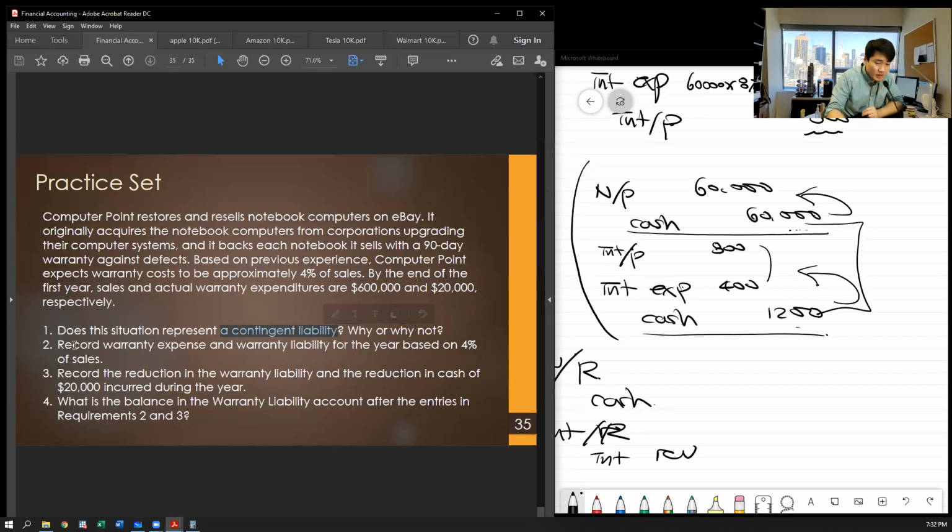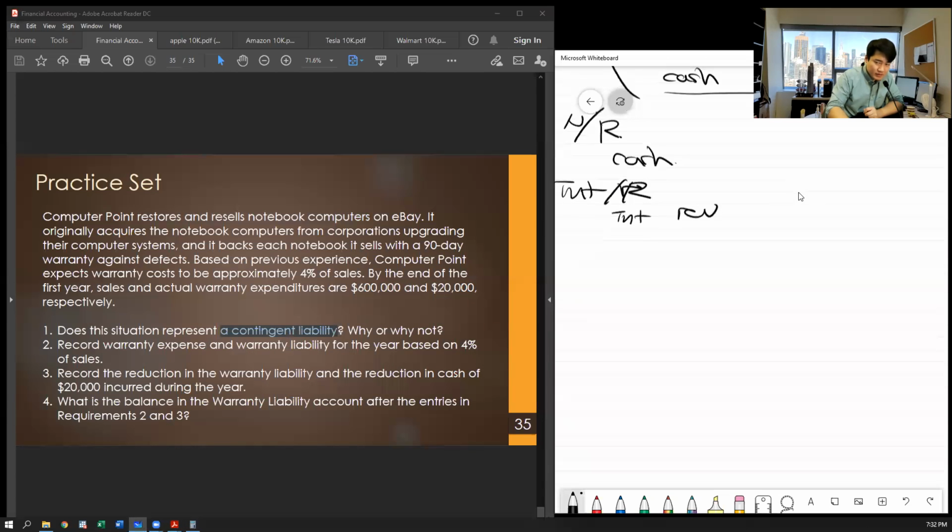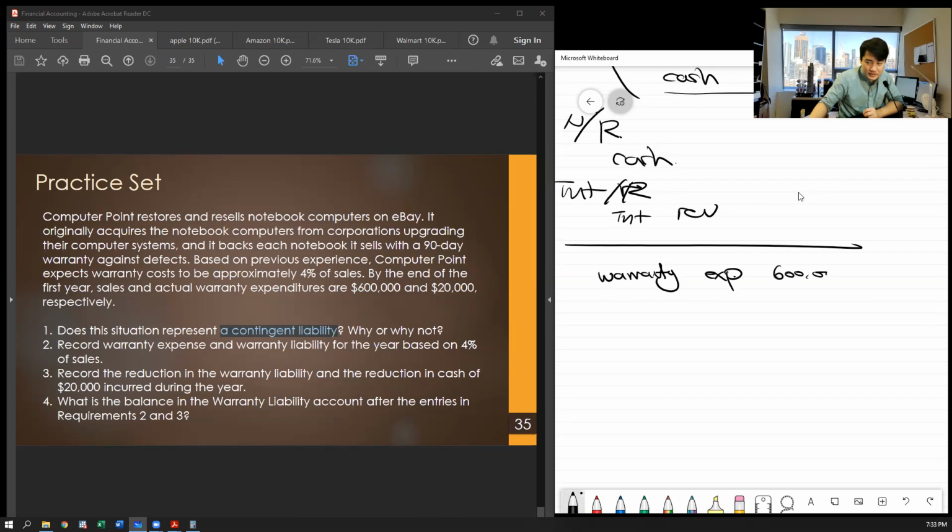Record warranty expenses and warranty liability for the year based on 4% of sales. Basically, for the journal entry, you're going to debit warranty expenses. The amount is 600,000 multiplied by 4%, so that's 24,000. And you're going to report the warranty liability by the same amount, 24,000.